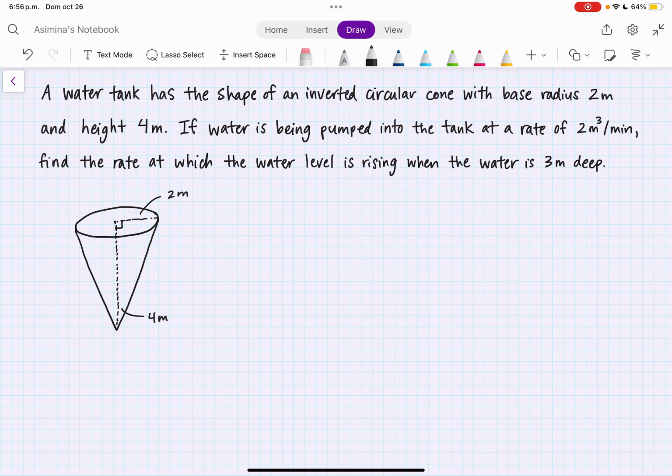Great. And now what are the variables we have? I'm going to let V be the volume of the water because we're pumping water into this cone. So we'll let V equal volume of water in the cone. And then we'll let R be the radius of the surface. So, the circle as we go up and down the cone changes the radius. So we're going to let R be the radius of wherever the surface is.